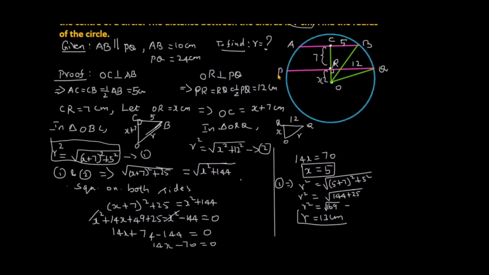You can check by substituting in the second equation also. The second equation gives r² is equal to x² + 12², x² is 25, 12² is 144. The sum of these two is 169. So r² is 169. So r is equal to 13 centimeter. The radius of the circle is 13 centimeter.